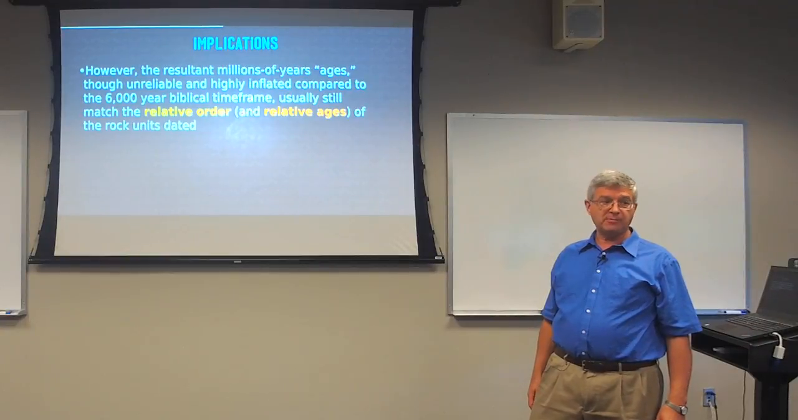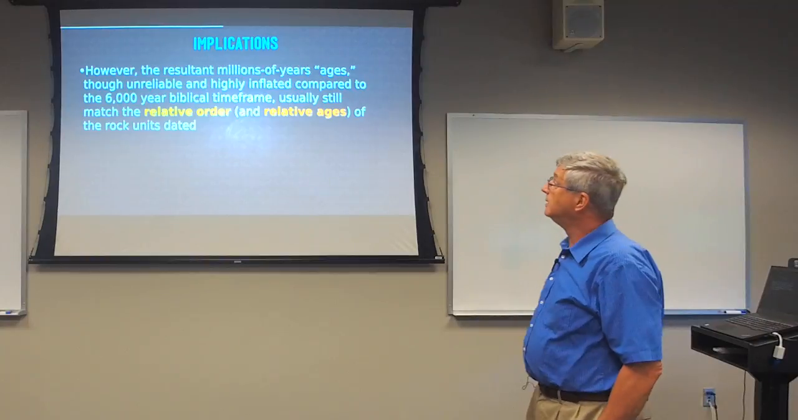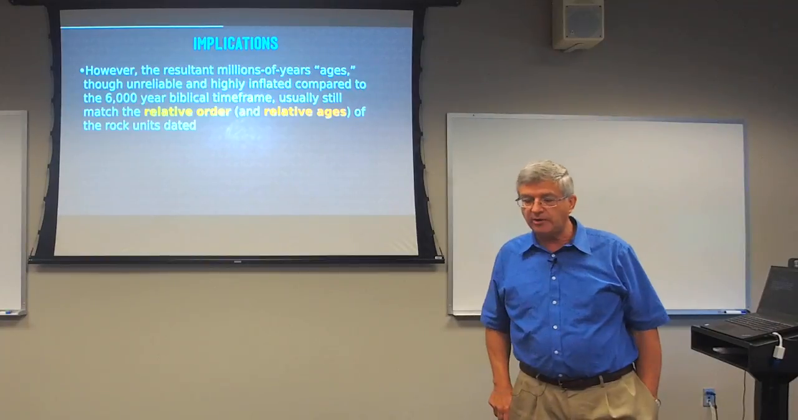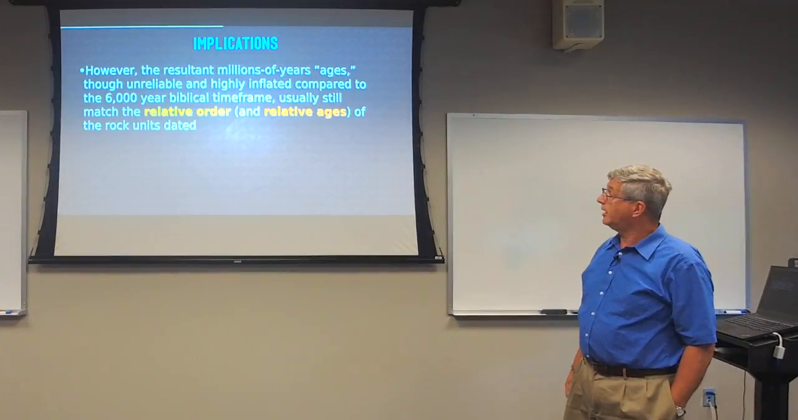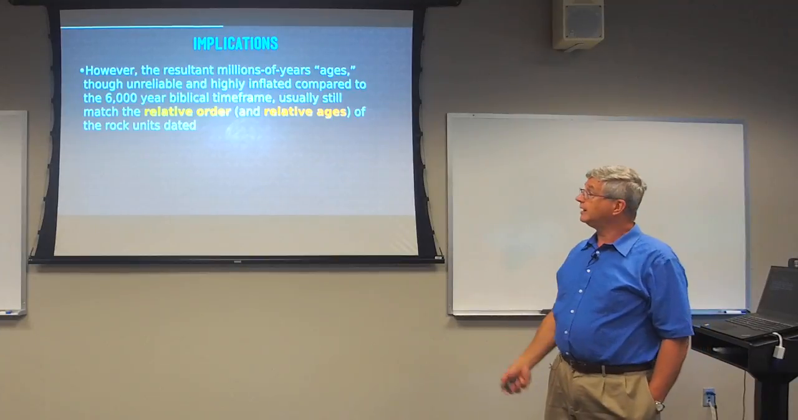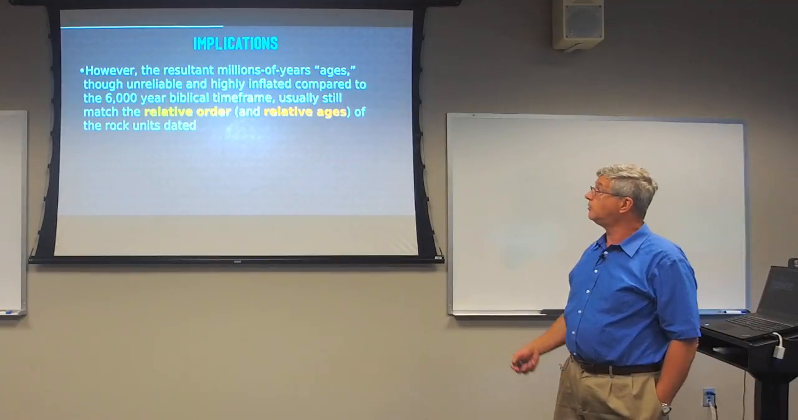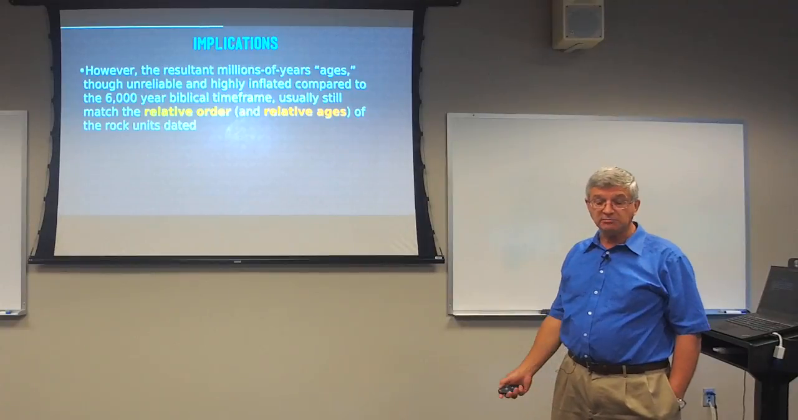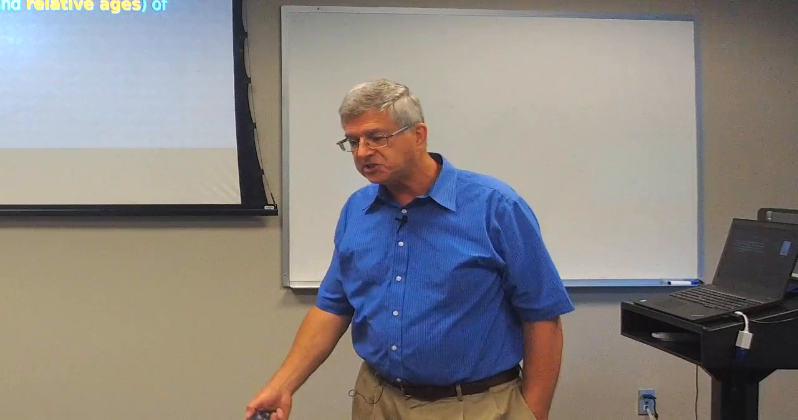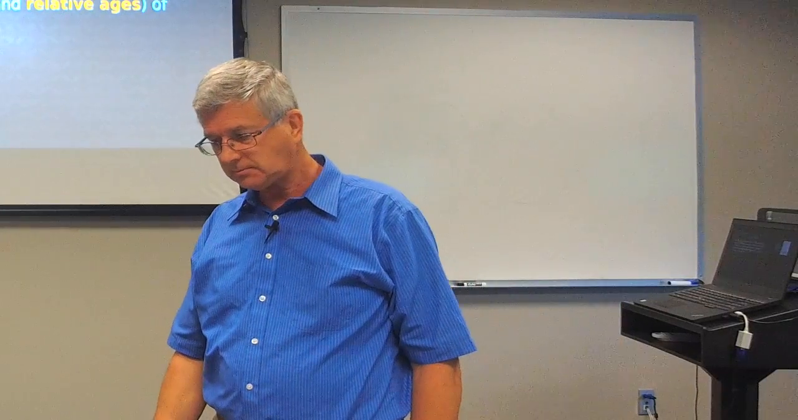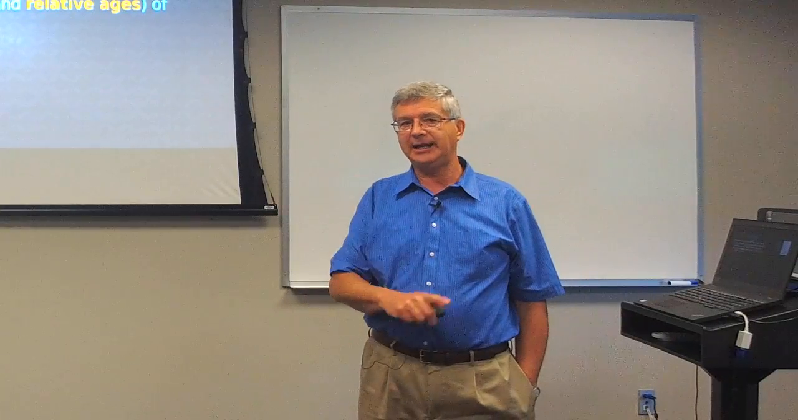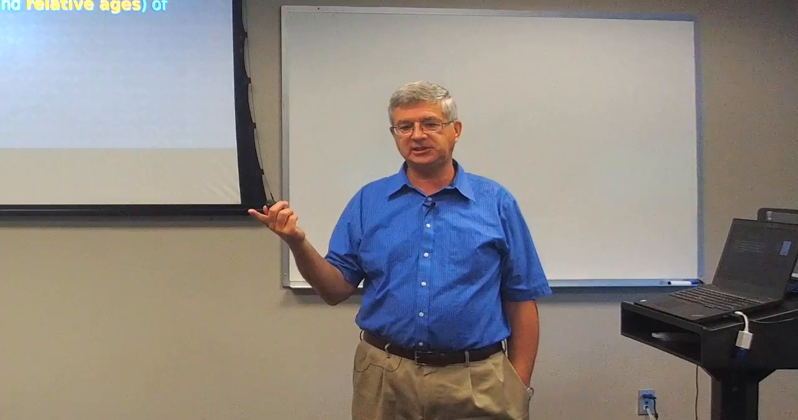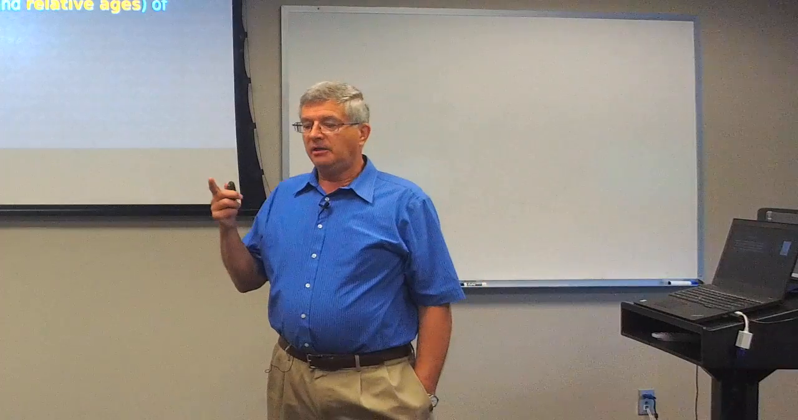Implications, however, come from out of this. And stay with me. The resultant millions of years ages, though unreliable and highly inflated compared to the biblical time scale frame, can still give us a relative order of ages in the rock units data. They still match the relative order. You know, all those samples from the Grand Canyon come from what we call the Precambrian, and they all yielded Precambrian ages, apart from the 516 million year age for the potassium argon age for the Cardenas basalt. In other words, they match.